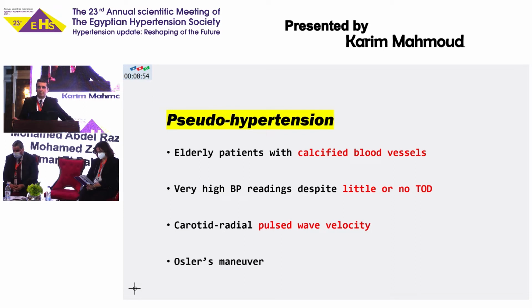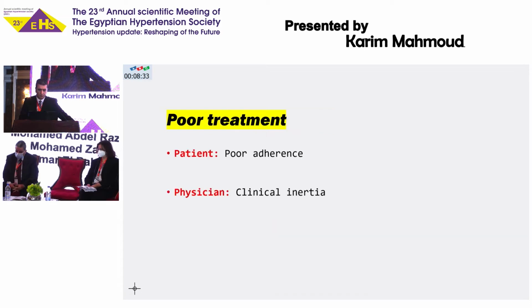The arterial stiffness of the brachial artery can be identified with a carotid radial pulsed wave Doppler, and we have some clinical maneuvers to detect this condition, such as the Osler maneuver, which is inflating the cuff of the blood pressure sphygmomanometer above the systolic blood pressure, and palpating the artery despite it being pulseless. This is called the Osler maneuver.